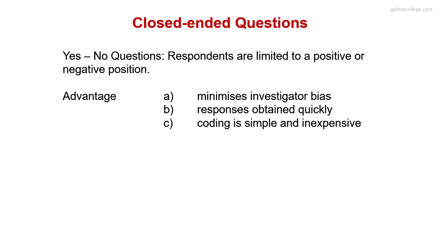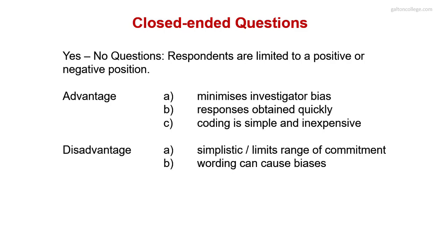So it can be done very quickly as well. And the coding is very simple. It's either a yes or a no. It's either a 0 or a 1, if you like. We can code it very quickly. The disadvantage is it's very simplistic and it limits the range of commitment.